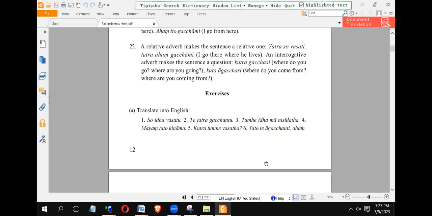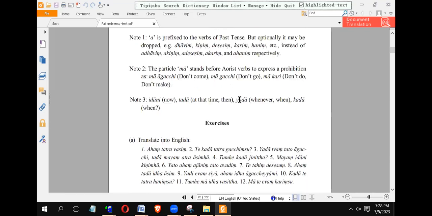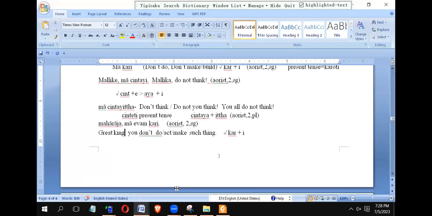So today on these notes, there are some that are quite similar with this YA, all right? So idani, now. Tada. This suffix da refers to time, so ta you take as at that time, or then. Whenever YA is always relative, so it's a time: whenever or when. Starting with the K is a question, so kada. If you study like this, it's easy to memorize. But normally when I study, I like to make some notes, all right?